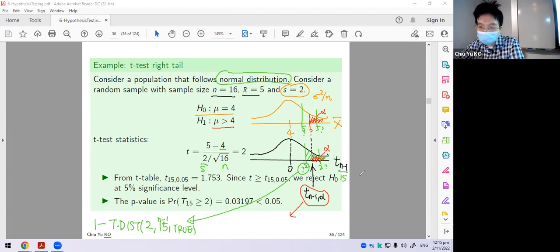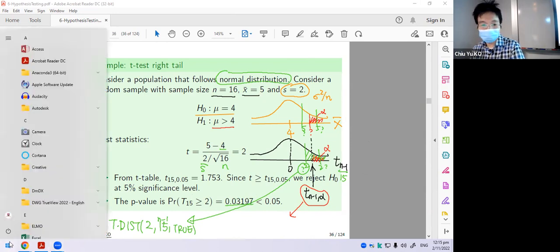And that is how you get the area, okay? And it turns out this area is just like 3%. So less than 5%, you reject at 5%. Okay, so let me go to the Excel and show you exactly what we want.